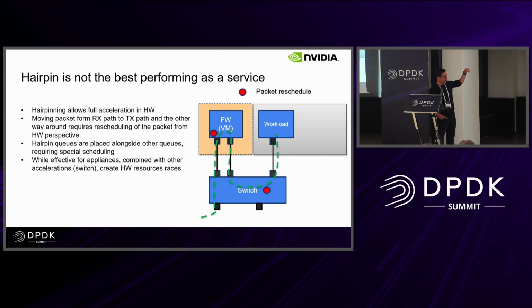Because once you did the hairpinning and you're going back to the switch, you want to send it to the workload. Now you're in the direction of going out to the wire. So we do it internally, okay, it's loopback, but you flip the packet again and you reschedule it. So now you have 3 packets instead of 1 from a hardware perspective.